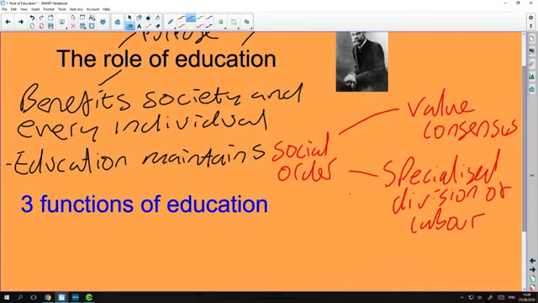So, Durkheim and other functionalists talk about the three functions of education. This is how it achieves social order. So there's a little heading underneath, please. Can you write three functions of education, please? And we'll talk about what it does.